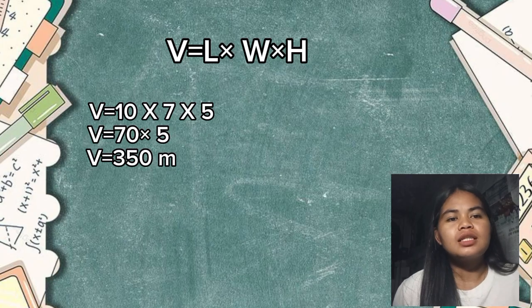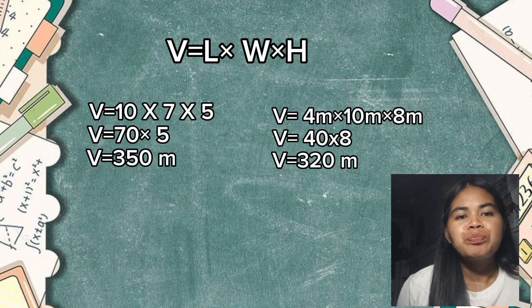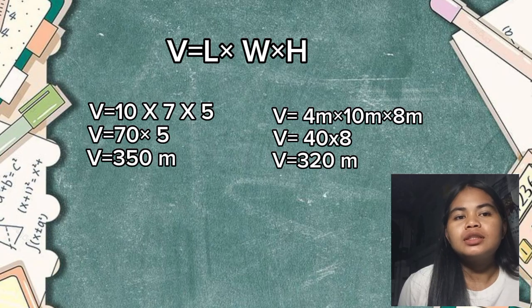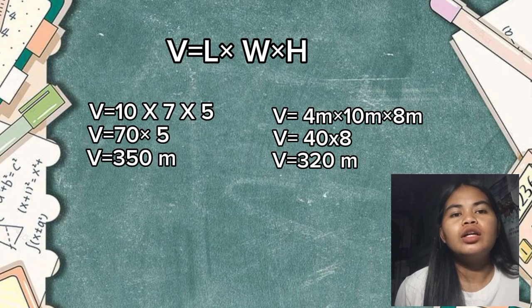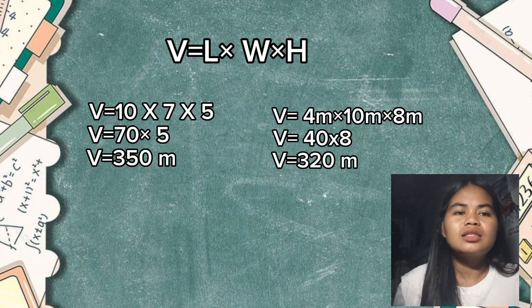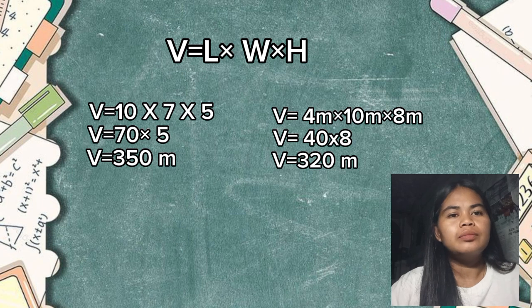So, same process ra sa ikaduha na box, guys. V equals 4 meter times 10 meter times 8 meter. So, unahon nato ang 4 times 10 equals 40 times 8 equals 320 meter. And then, I think it is enough sa iring, enough na sa iring, guys, para makasulod siya and dili siya maipit sa pet cage.